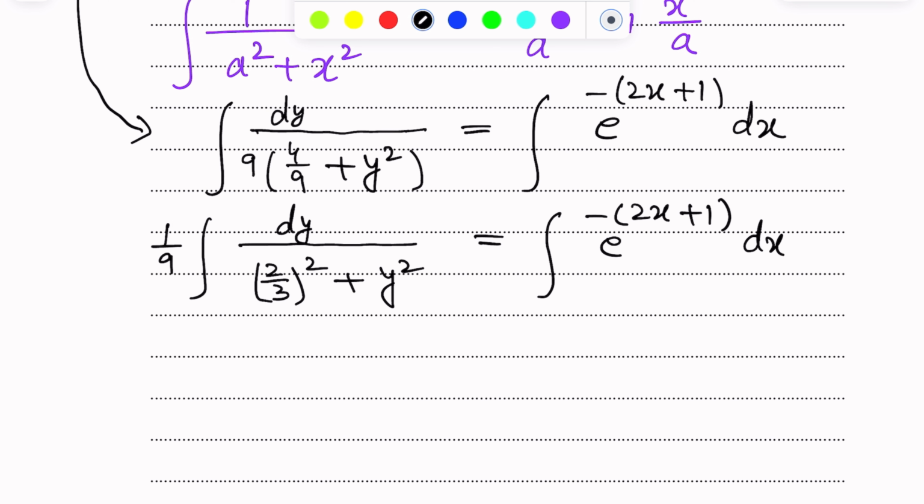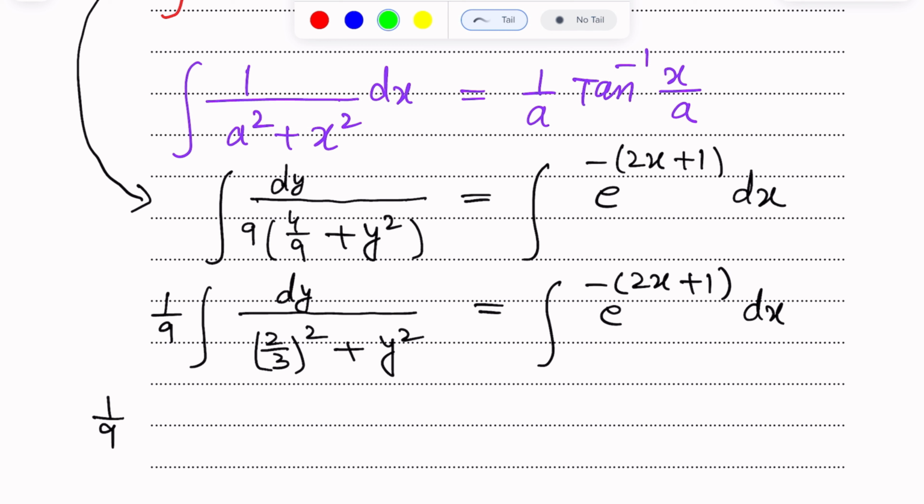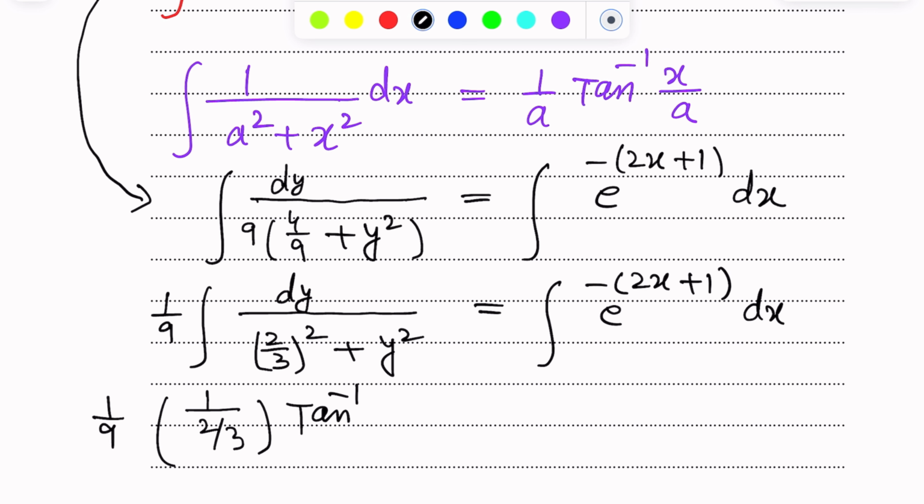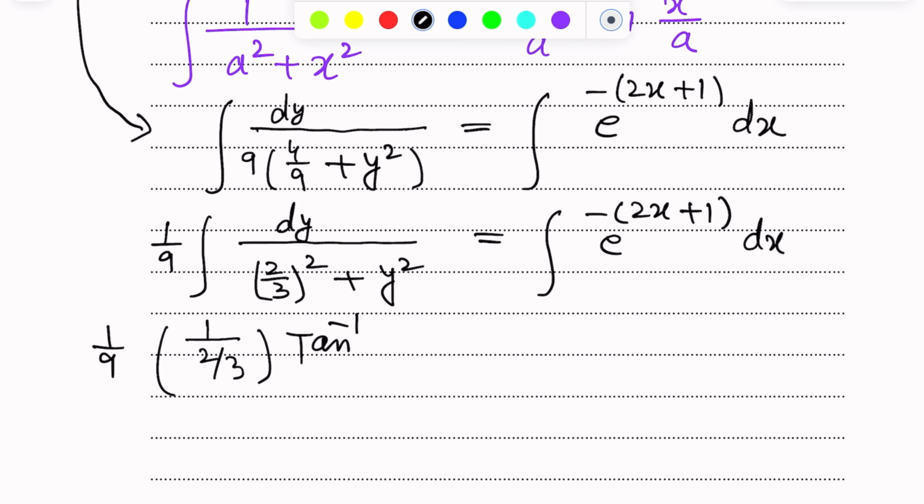1 over 9 remains as such. Integration of this is 1 over a, which means 1 over 2 over 3, tan inverse y over 2 over 3. We have integrated the left side.